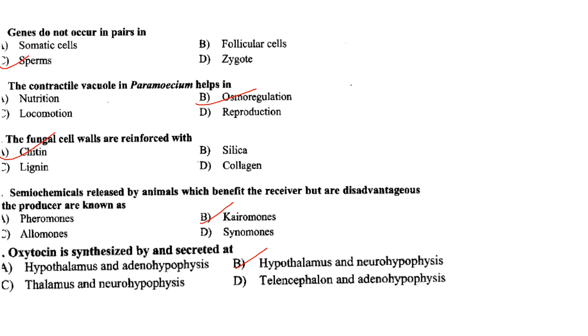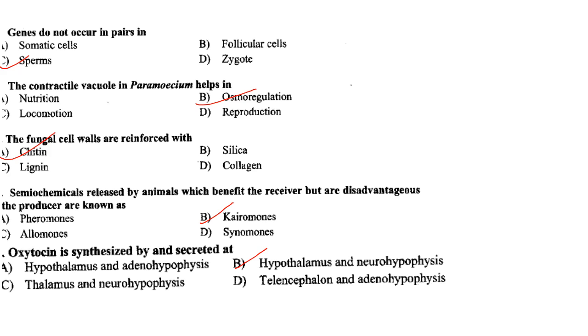The contractile vacuole in paramecium helps in. So the contractile vacuole in paramecium helps in osmoregulation. Answer is option B. The fungal cell walls are reinforced with. So they are reinforced with chitin. Answer is option A. Semiochemicals released by animals which benefit the receiver but are disadvantageous to the producer are known as kairomones. Answer is option B.